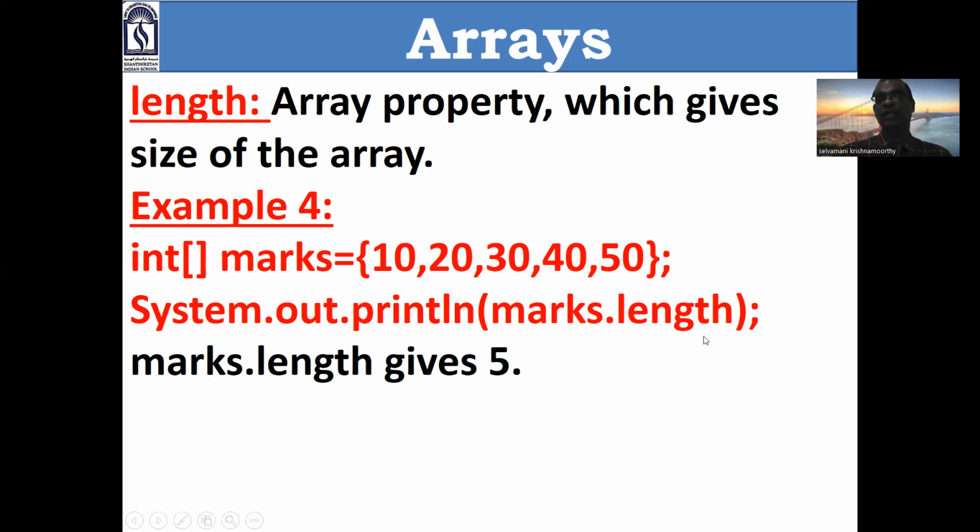System.out.println marks.length. I am not using anything else. So marks here is one array, dot length. This displays number 5. Why? 5 elements are available. Totally 5 elements are available in marks. The size of the marks array is 5. So length is an array property which gives the size of the array. Size of the array means number of elements available in that array.